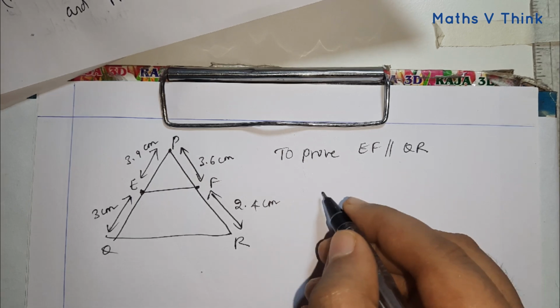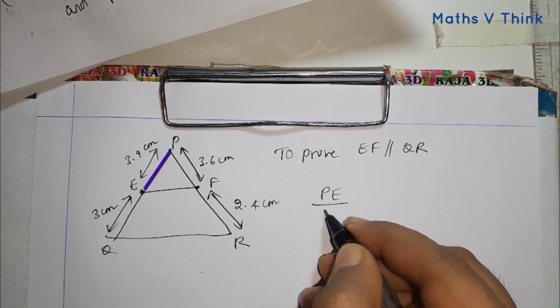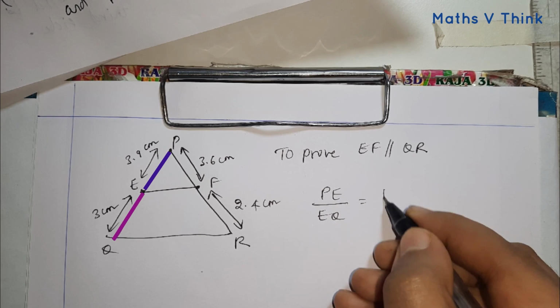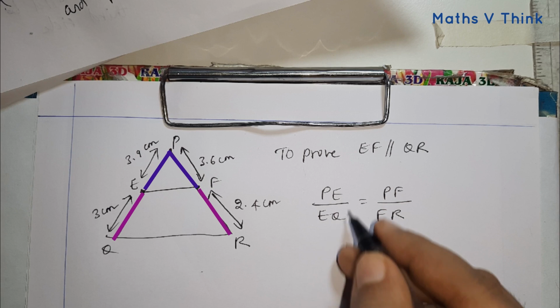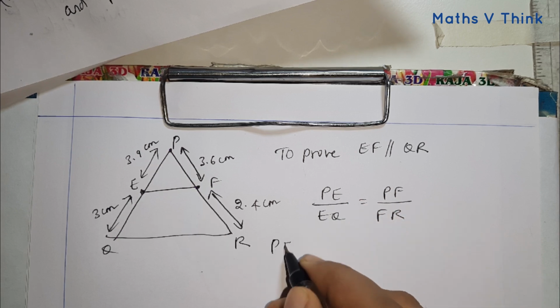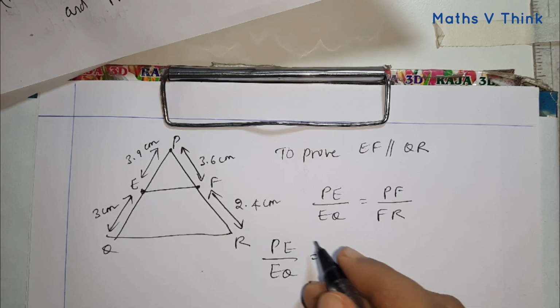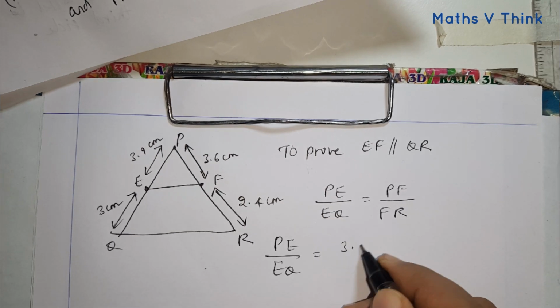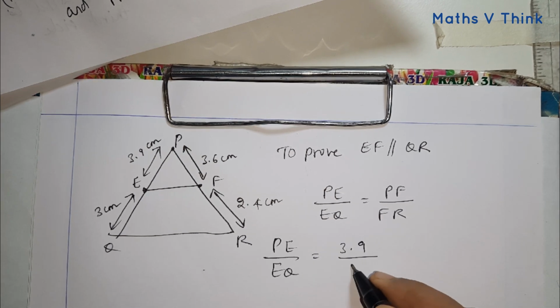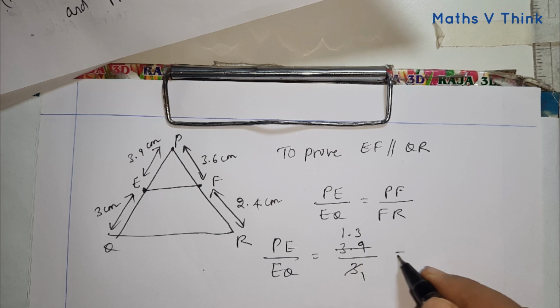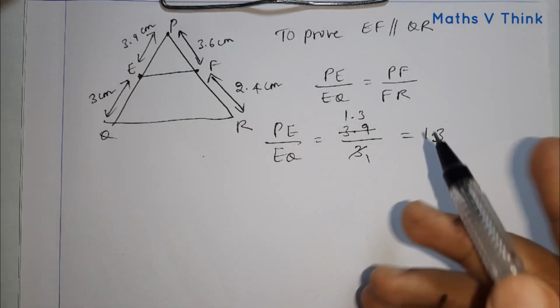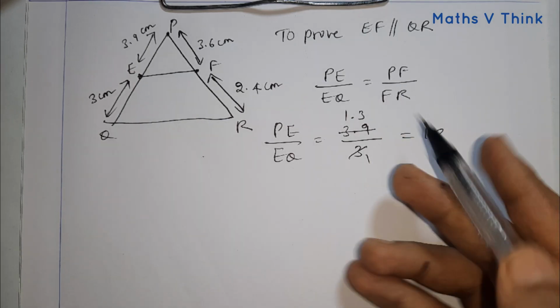Nothing but we need to prove PE by EQ is equal to PF by FR. So separately I will be showing you. So let's take PE by EQ. Now divide these both. PE is 3.9 divided by EQ is 3. So 3 ones are 3, 3 ones are 3, 3 threes are 9. So it is 1.3.